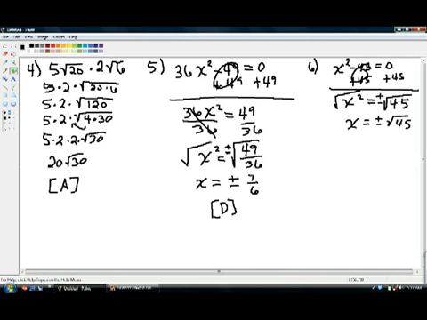I can simplify that square root of 45 because that's the same thing as 9 times 5, and then I can pull the 9 out as a 3, so I have x equals plus or minus 3 square roots of 5, and that is choice B.